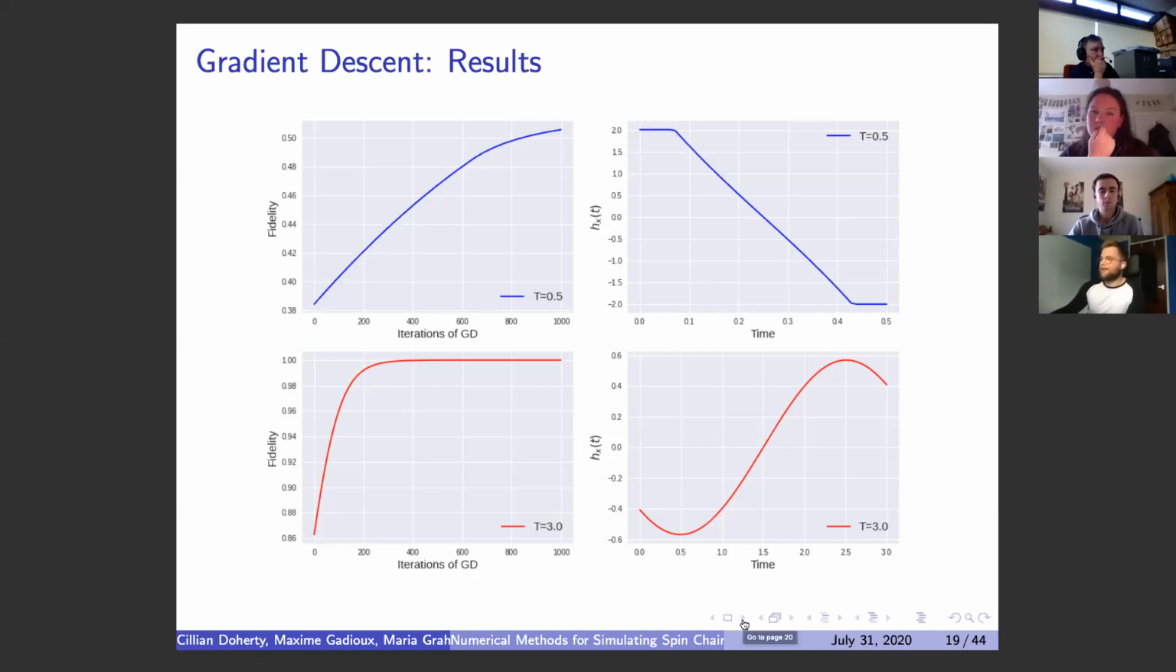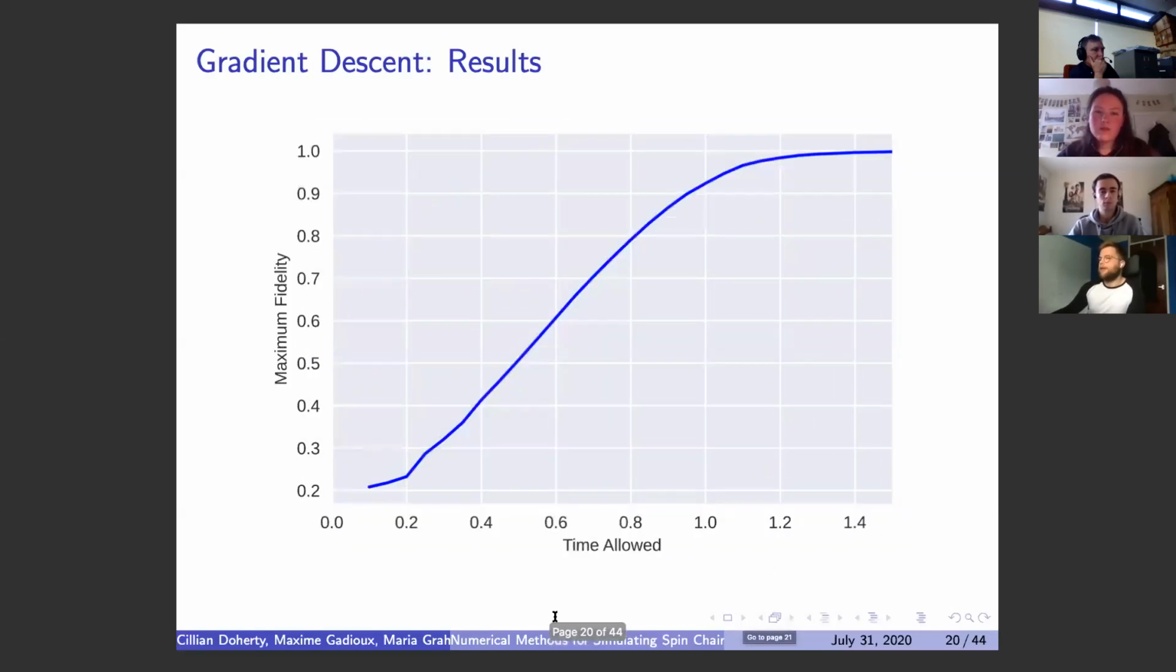So we wanted to look at this relationship in a bit more depth between the total time allowed and the maximum fidelity that was achievable for the target state. So we saw this relationship, and there's a fairly linear dependence for the majority of this, and then once we get to about 1, it starts to plateau for the total time allowed, and once we get to about 1.4, we're able to achieve that maximum fidelity of 1, and then any extra evolution time beyond that is just extra.